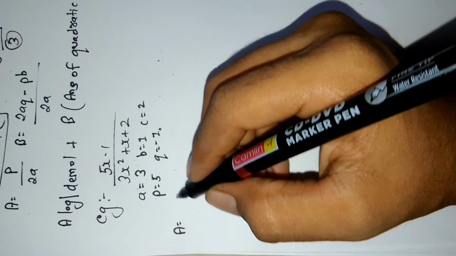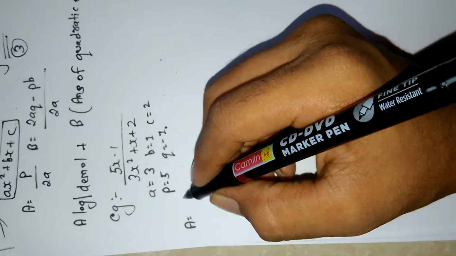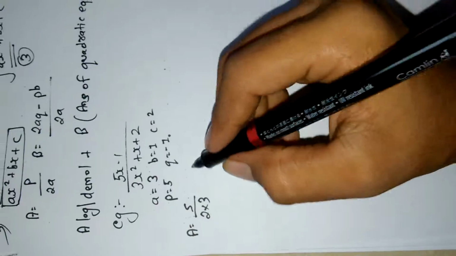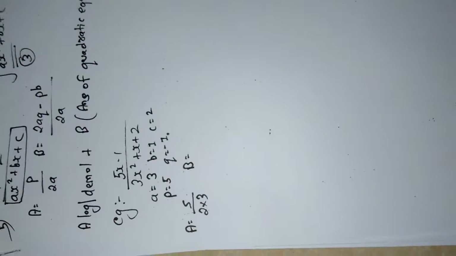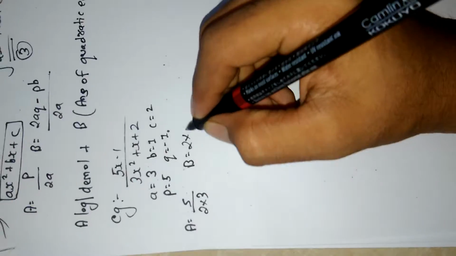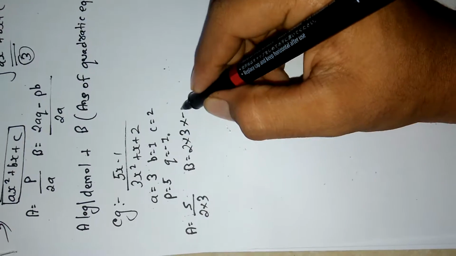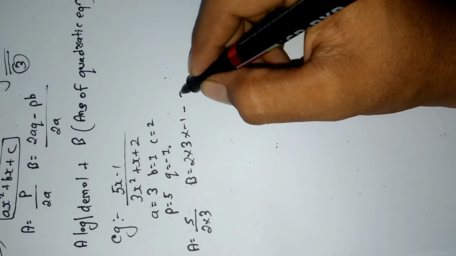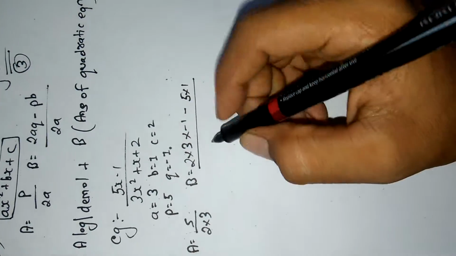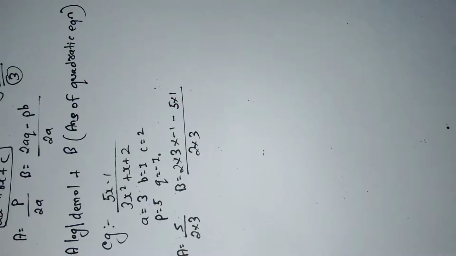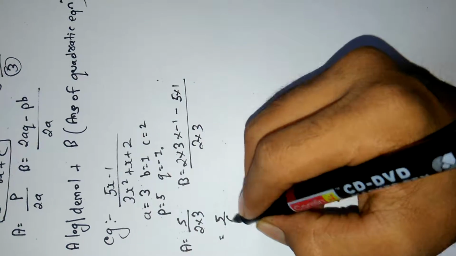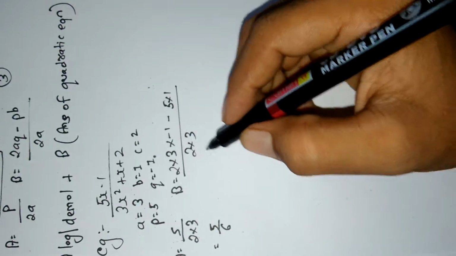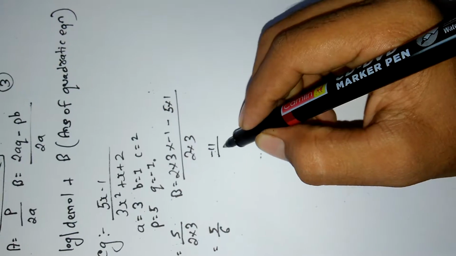what is the value of p? P is equal to 5. Then what will be the value of A? P means 5 upon 2 into a, which is 3. Then the value of B would be 2 into a into q minus 1, minus p into b, upon 2 into 3. So here A would be 5 upon 6, and B would be 2 into 3 is 6, times minus 1 is minus 6, minus 5 is minus 11 upon 2 into 3 is 6.